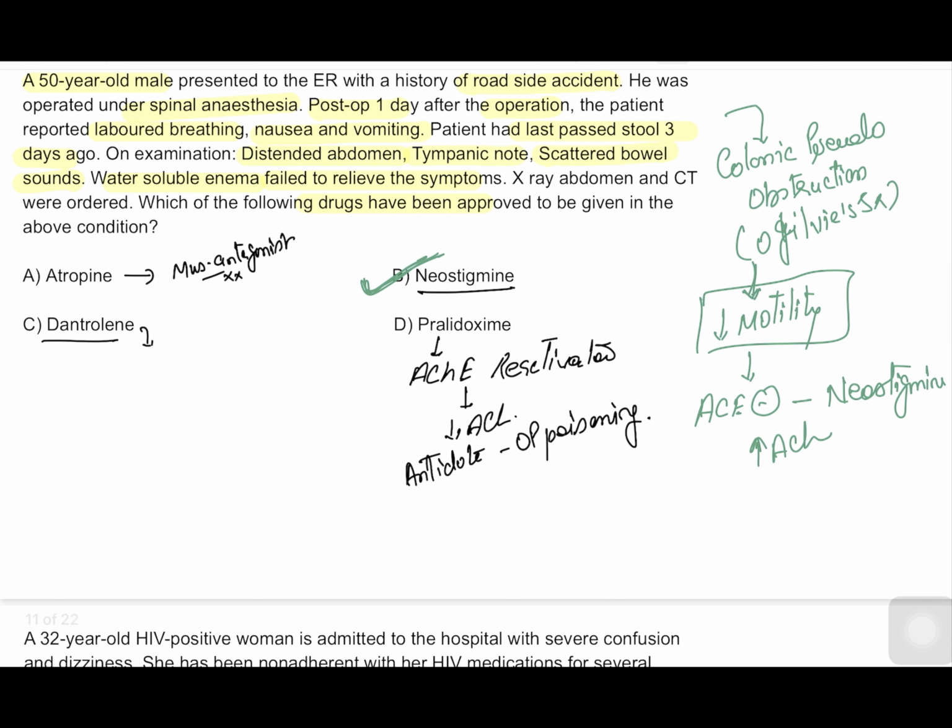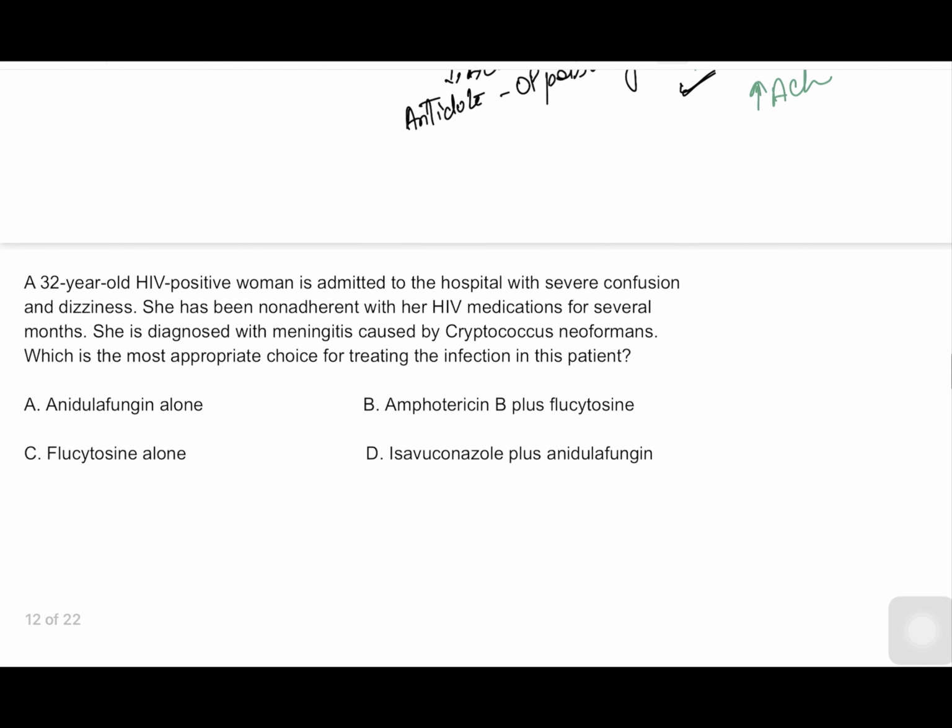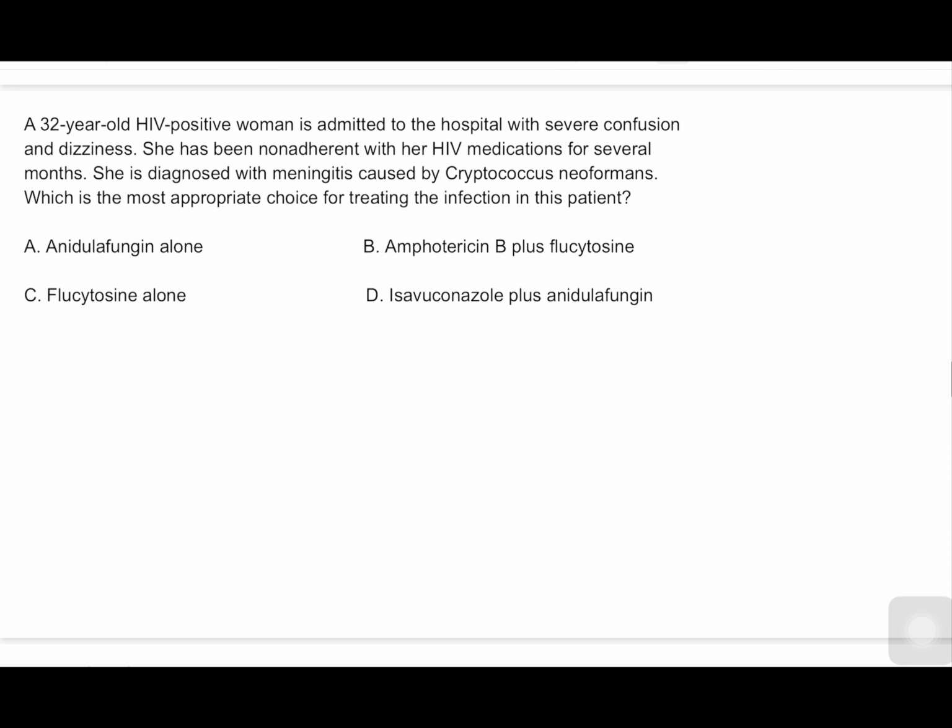So neostigmine will be the answer, because motility is decreased. I will increase it by increasing the acetylcholine, so I can give an acetylcholinesterase inhibitor.